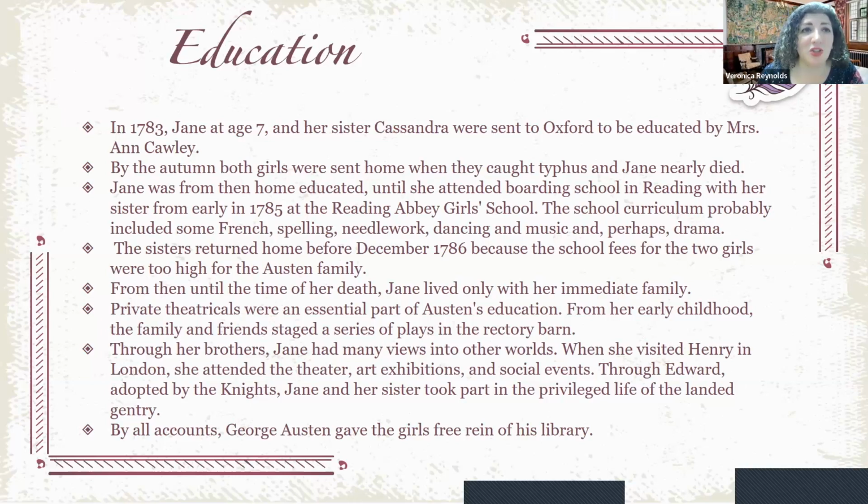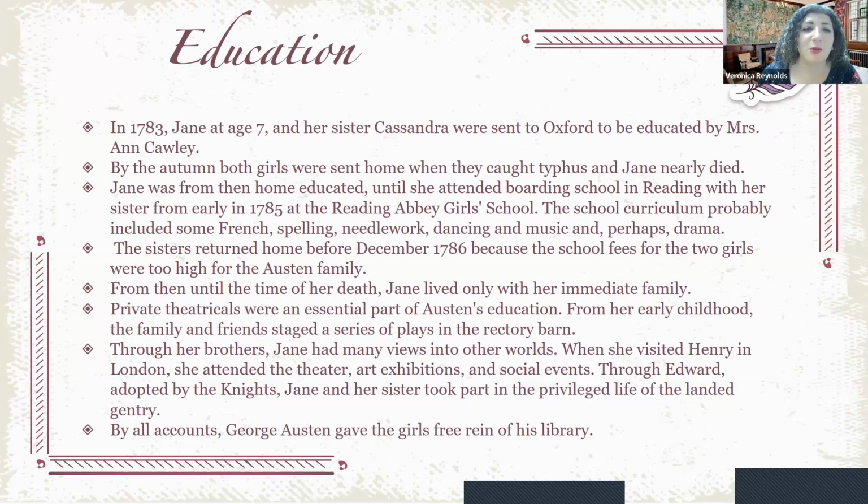Through her brothers, Jane does get other views of the world. She does get to visit with them. And when you visited at this time, you didn't go for a long weekend. You were gone for weeks. So when she visited with Henry in London, she got to go to the theater, see art exhibitions. She went to social events. And because Edward had been adopted by the Knights, they kind of got a taste for a little bit of the privileged life of the landed gentry.